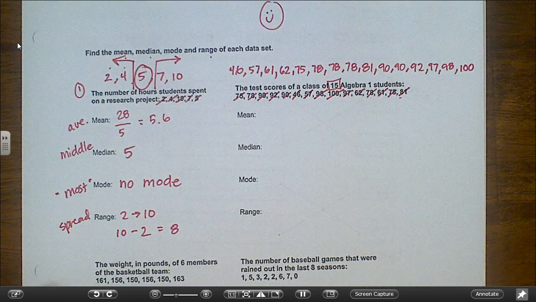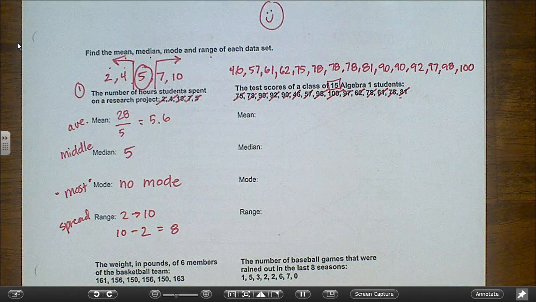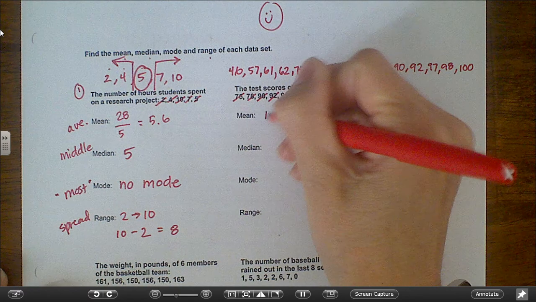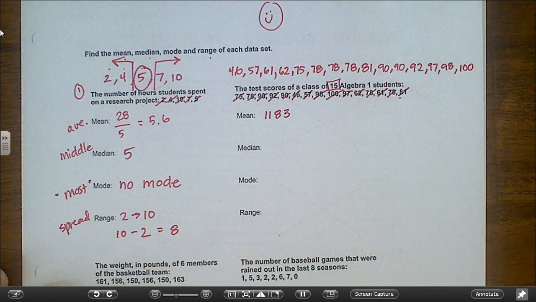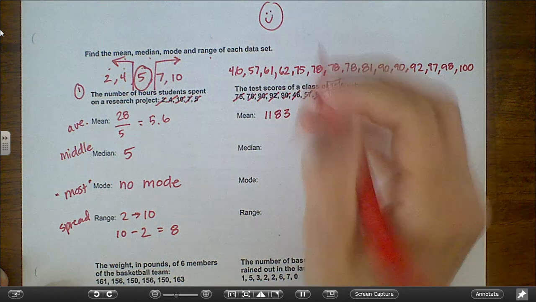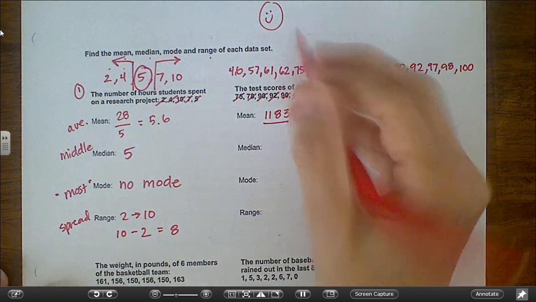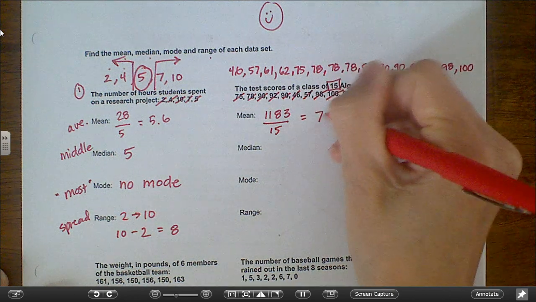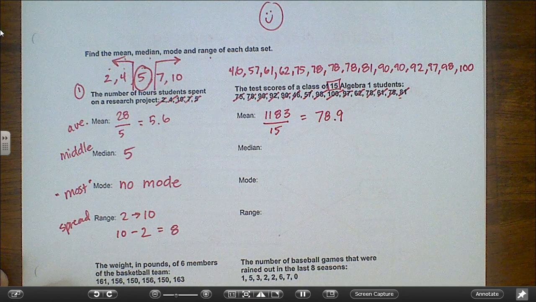Okay, so the mean, add all these up. And when you have this many numbers, you might want to add it a couple of times just to make sure that you have the correct thing. In fact, when I did it before I taped this lesson, I added it 3 times just to make sure. And I got every single time 1,183. That's not my mean, that's my total. And then I divided by the number of data points I have, which is 15. So 1,183 divided by 15 gave me about 78.9. So that's my mean.